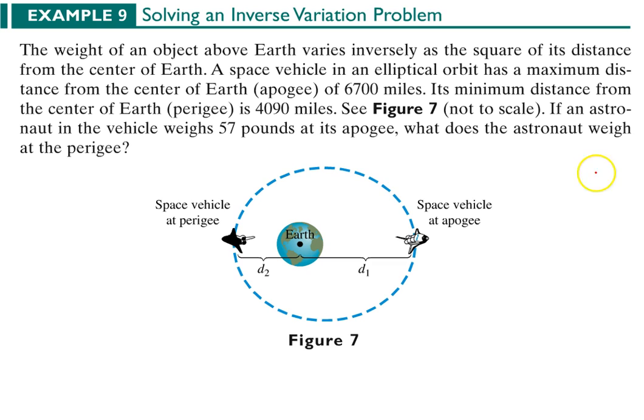So when space vehicles go around the Earth, this is the center of the Earth here, it doesn't go around in a circle. It goes into sort of an oblong circle here, what they call an ellipse.